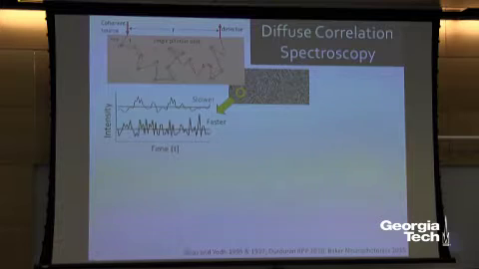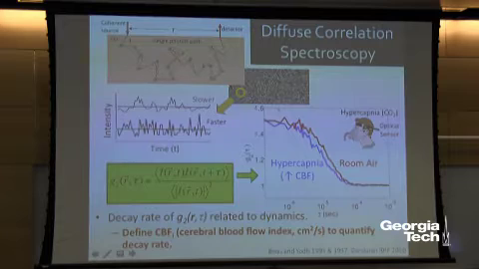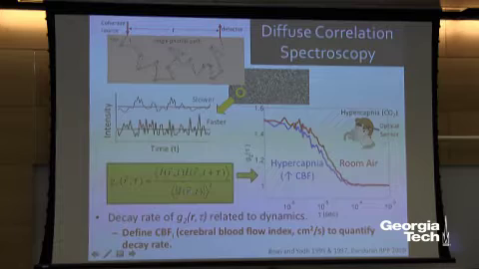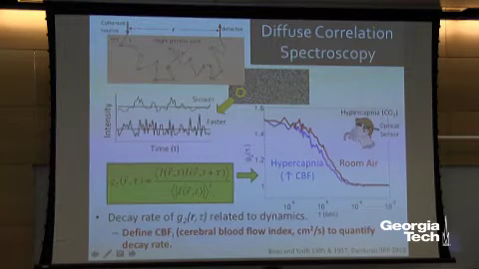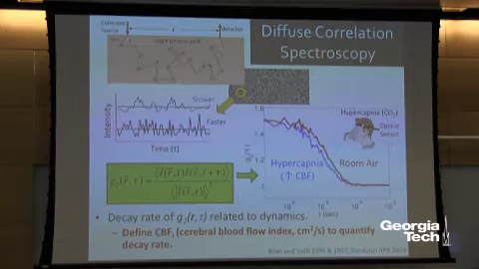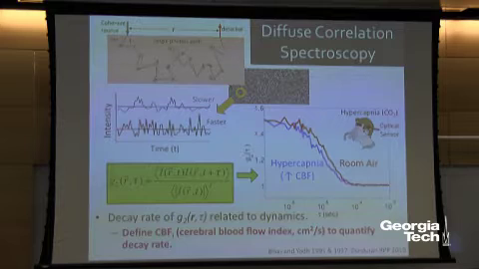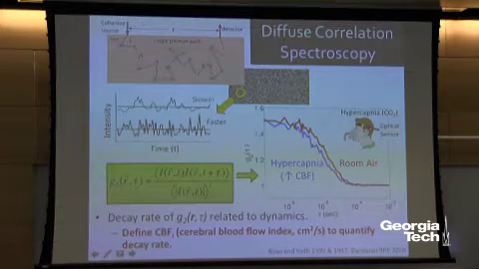We use what's called an intensity autocorrelation function to quantify the rate of these intensity fluctuations. It's basically the intensity at some time t times the intensity at time tau later, normalized to the intensity at time t. I should point out that the main moving scatterers in tissue are red blood cells. So the decay rate of this autocorrelation function tells you about the speed of the red blood cells in the tissue.